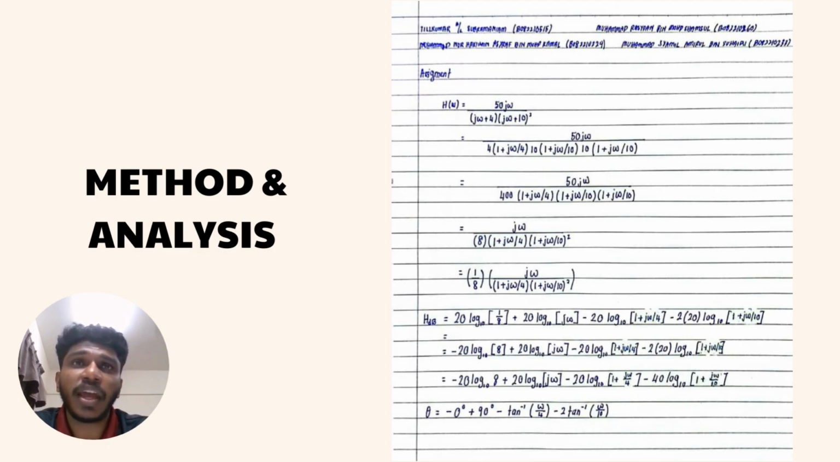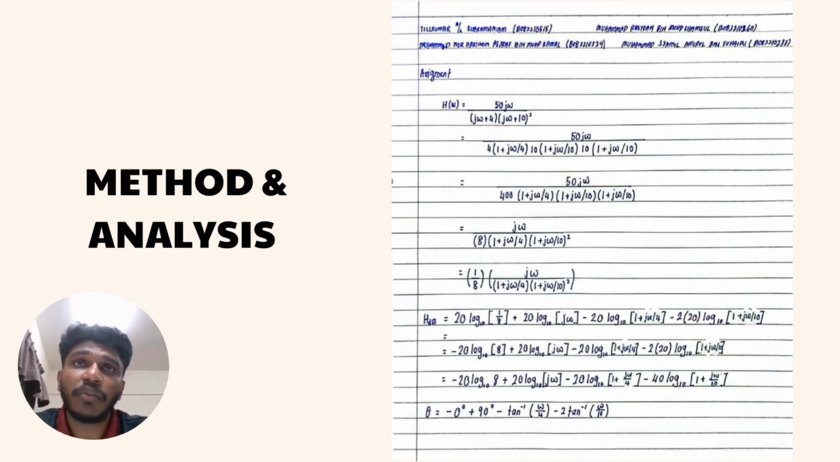The 4, 10, 10 come out because we have to make sure that inside the bracket there must be a 1. So we have to make the 4 inside into a 1, and we take out the 4 as well as the 10. When we take out 4 and 10, it becomes 4 times (1 + jω/4), and for the 10s, 10 times (1 + jω/10). So this is the solution for that.